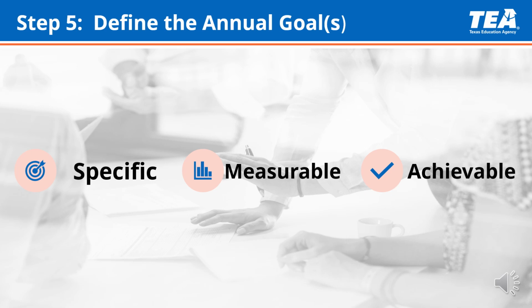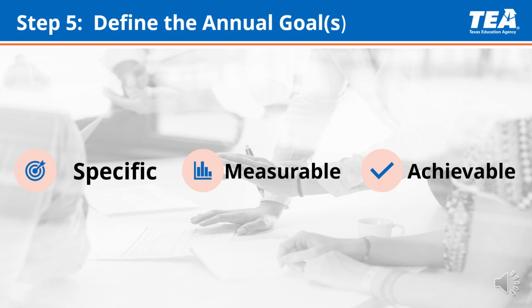Step 5. Define the annual goal or goals. With a clear understanding of the reasons for the gap between the LEA current performance and desired performance, the LEA will proceed to define a measurable annual goal that is designed to address this gap. The annual goal must be specific, measurable, and achievable. To be specific, the goal must include an observable behavior that a stranger could see in action and would recognize.